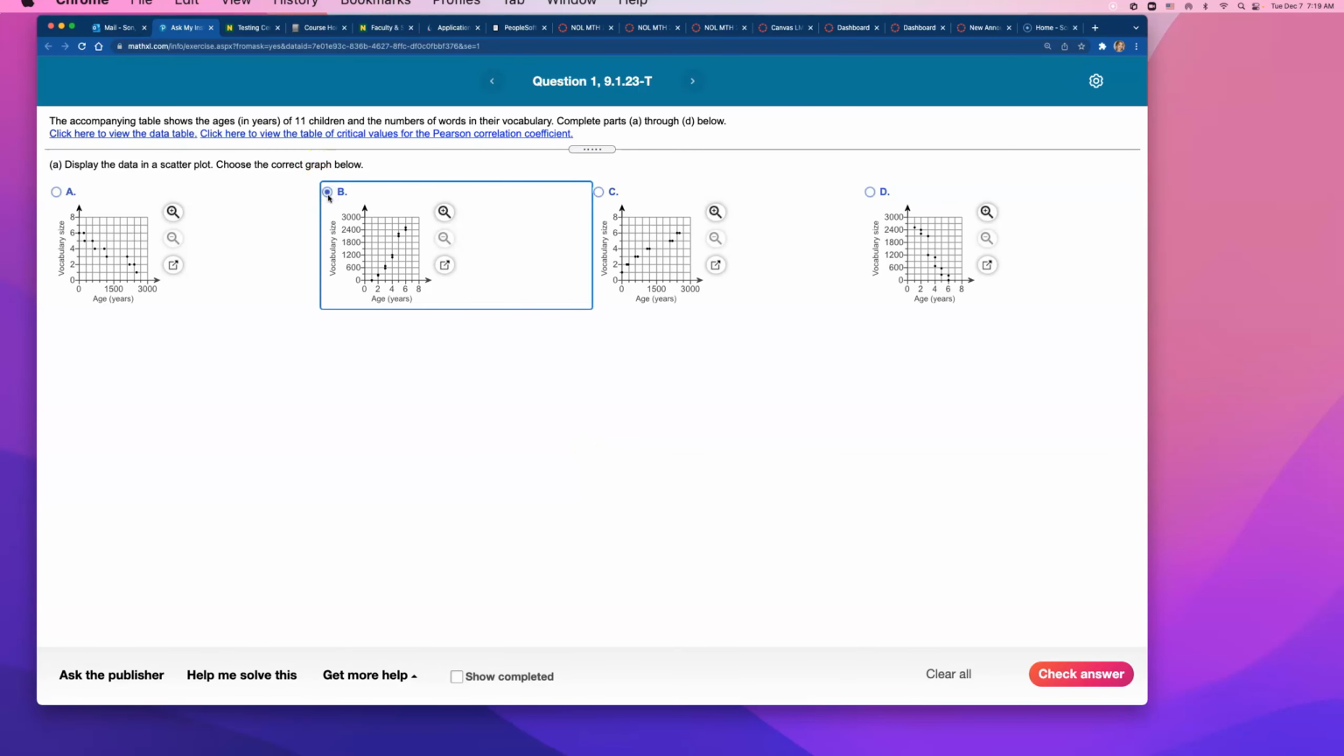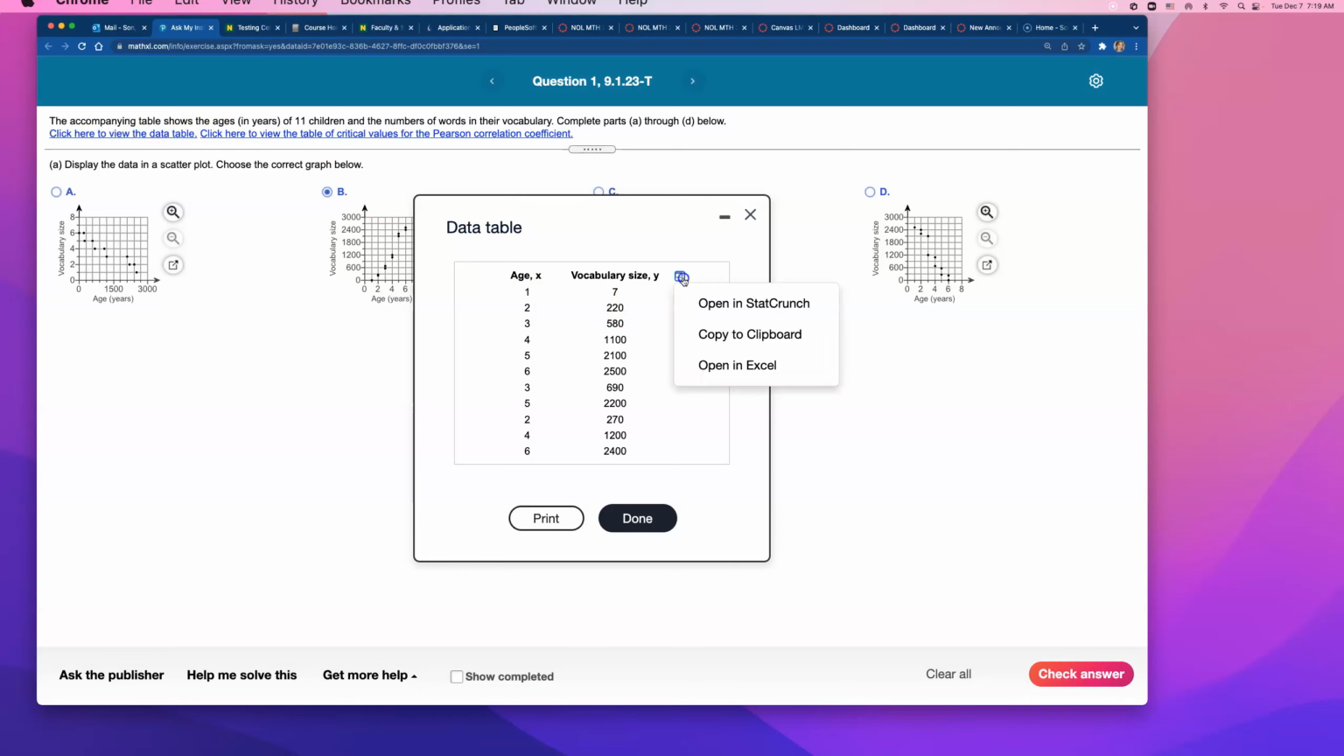Why? B is the one with the right scale on the horizontal axis, and B is the only graph that's going up from left to right. But if I want to actually find the scatter plot, this is how you can find the scatter plot, okay?